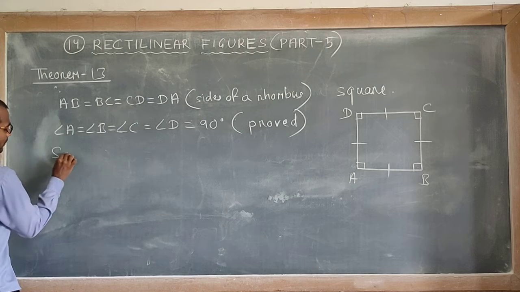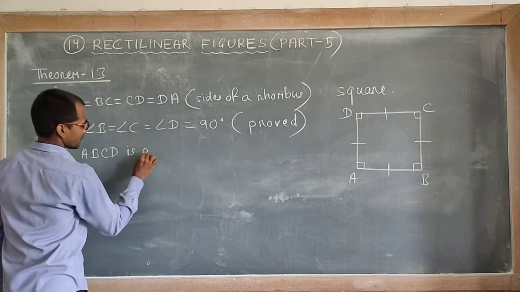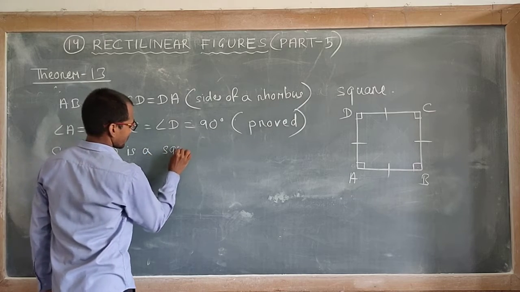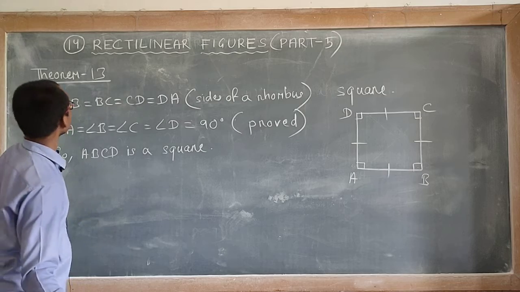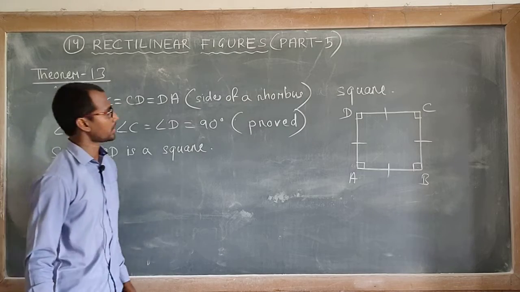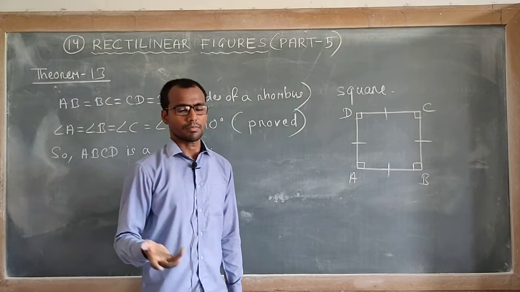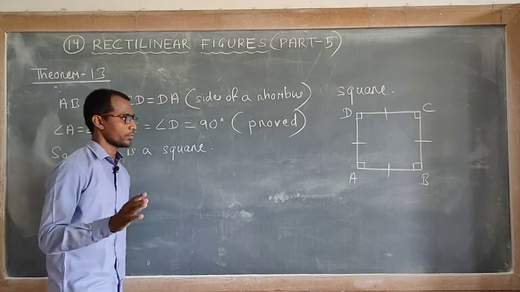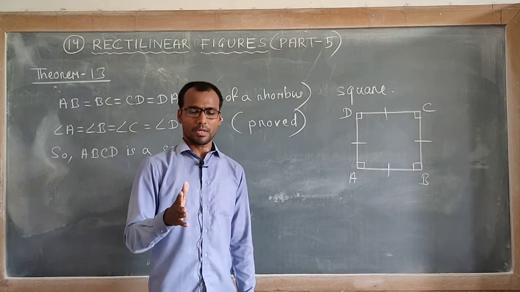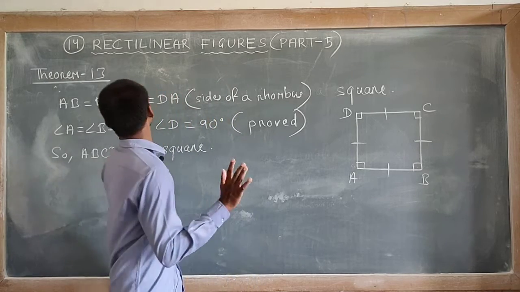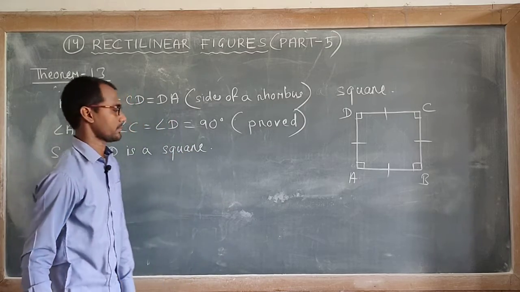Okay. So ABCD is a square. Okay. Hence proved. Then the last theorem of this part, then all the theorems will be over. Okay. Next part we will move to examples. I will advise you to remember all these theorems, understand, practice and remember all the theorems. So total there are 14 theorems. This is 13th theorem. I will give the last theorem.